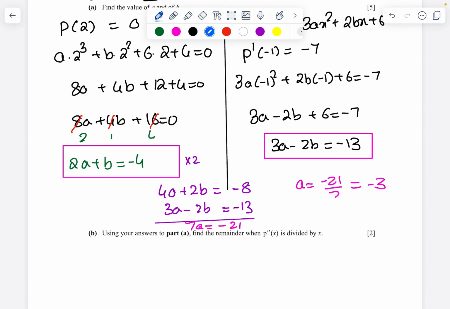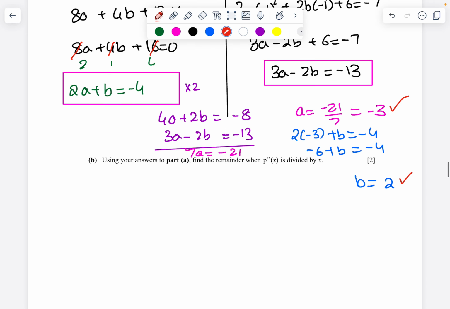Then plugging a equals negative 3 in the first equation, 2 times negative 3 plus b equals negative 4, negative 6 plus b equals negative 4, b equals 2. So what's going to be the answer? The answer is a equals negative 3 and b equals 2.